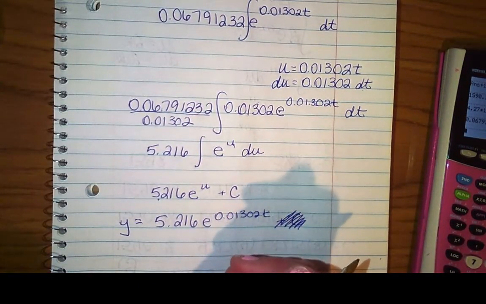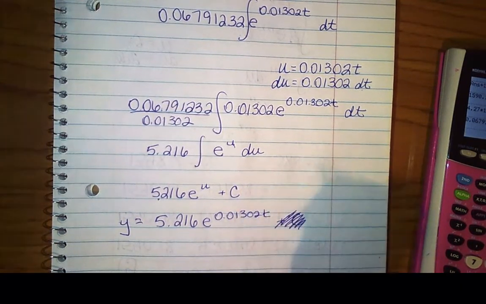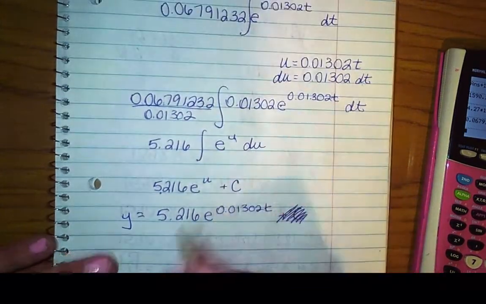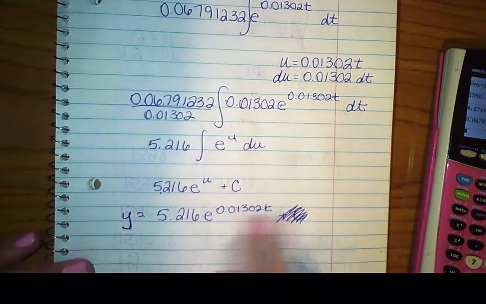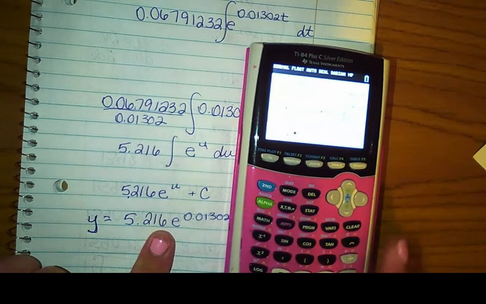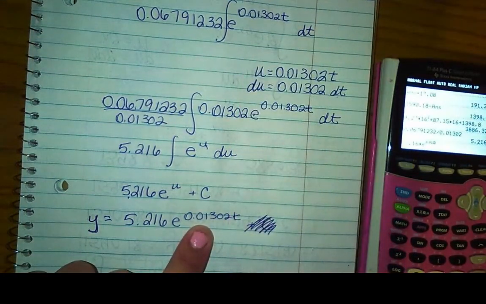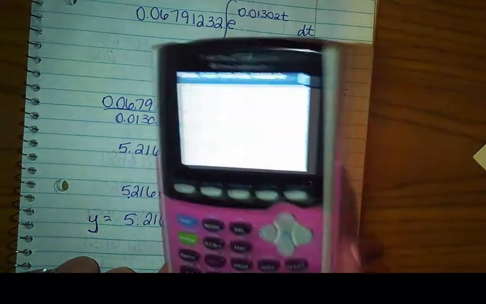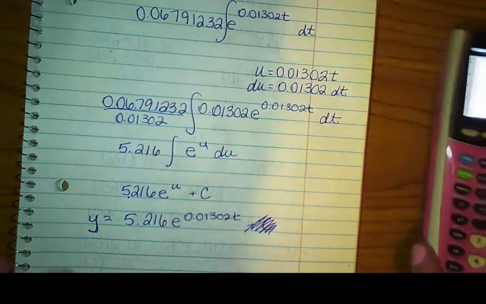So in 2011, what's my population going to be? Well, if I'm starting in 1990, 2011 is going to be 21 years. So now, using this model, I can find out what that's going to be. I've got 5.216 times e raised to the 0.01302 times how many years? 21 years. So I end up that this thing is going to be about 6.856.